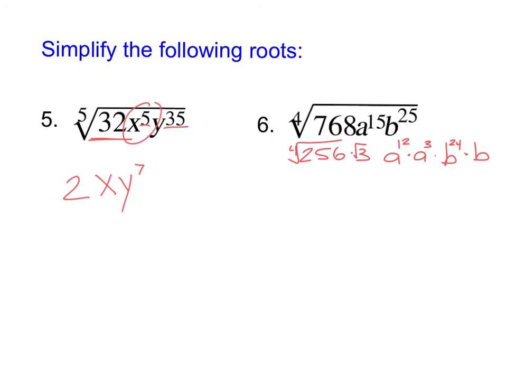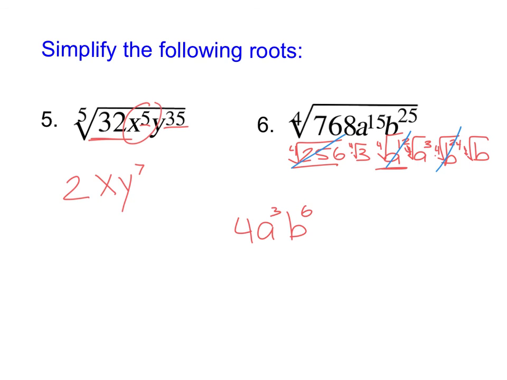4th, 4, 4, 4. Oh, that's terrible looking. 4 and 4. All right, so let's do all the outsides. The 4th root of 256 is 4. The 4th root of a to the 12th is a to the 3rd. All right, just dividing. This is hard to read, sorry. So I'm done with this guy, and then the 4th root of b to the 24th is b to the 6th.